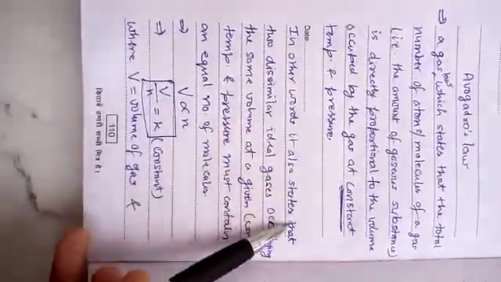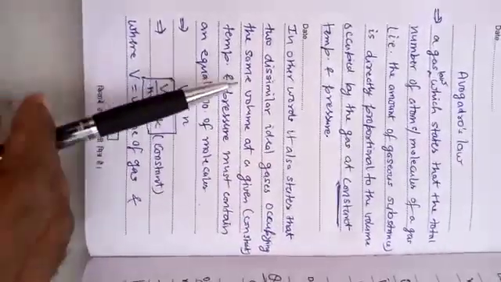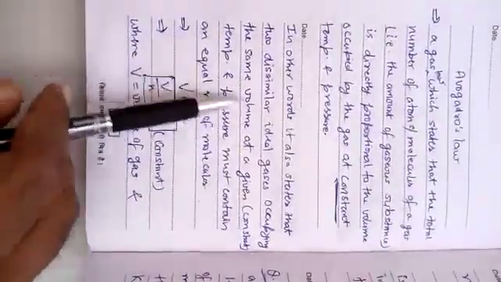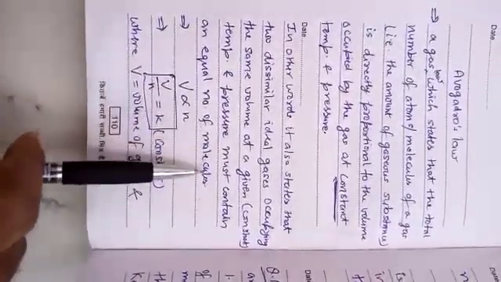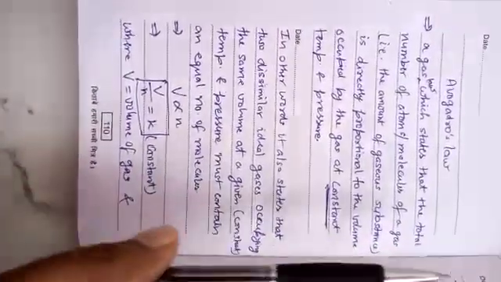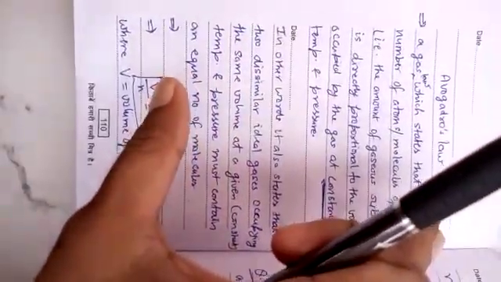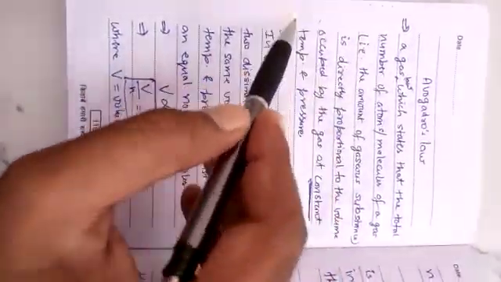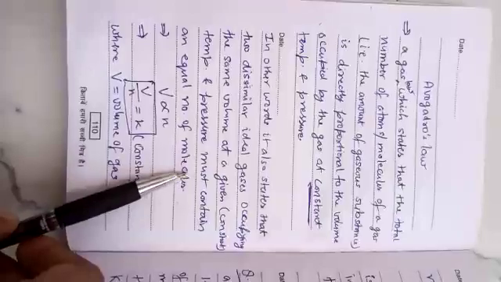In other words, it also states that two dissimilar ideal gases occupying the same volume at a given constant temperature and pressure must contain an equal number of molecules. It means if two different ideal gases having the same volume are kept in two different containers at the same temperature and pressure, both will have the same number of molecules, an equal number of molecules.